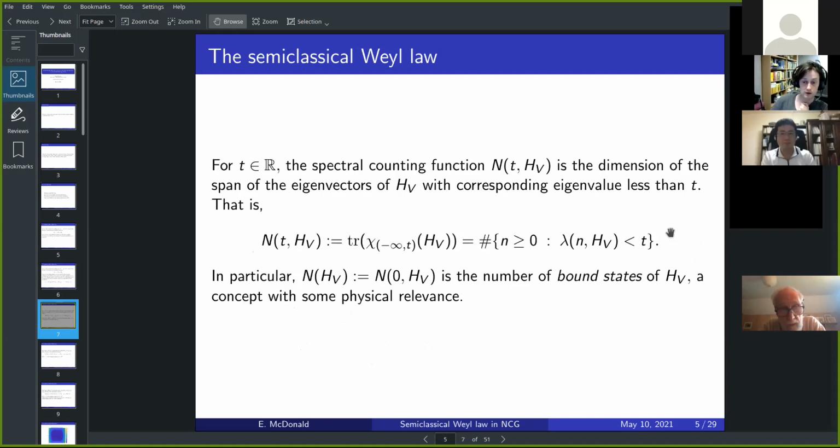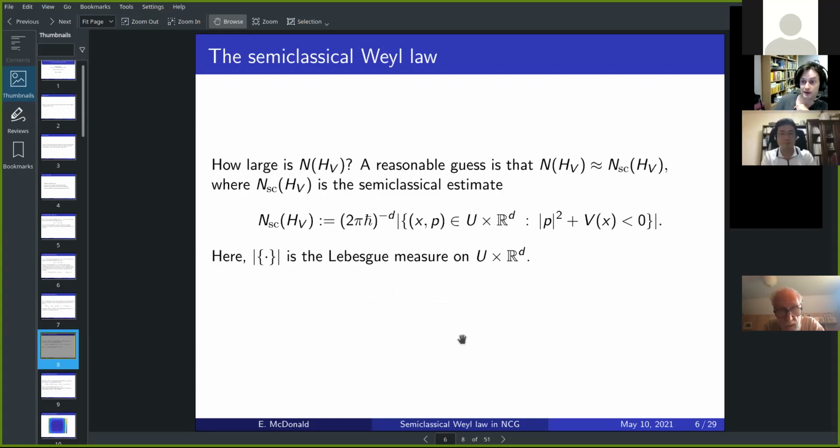Okay, so the spectral counting function, this is N(t, H_V). In quantum mechanical language, it's the number of states with energy less than t, or rather, it's the dimension of the span of the eigenvectors of H_V whose corresponding eigenvalue is less than t. Or to put it a little bit differently, it's the number of n greater than or equal to zero such that the nth eigenvalue of H_V, enumerated in non-decreasing order, is strictly less than t. There's one particular value of this, N(0, H_V), which is what's called the number of bound states of H_V. I'm not a physicist. My understanding is that this is a quite important concept, and that what people would like to know is how large N(0, H_V) is, at least roughly speaking.